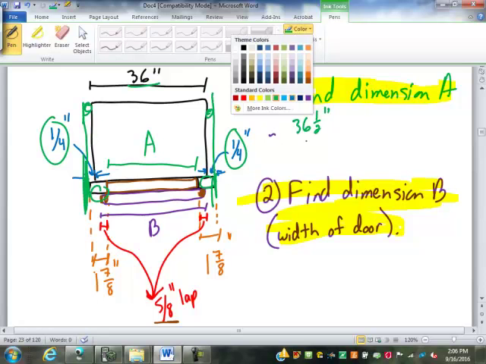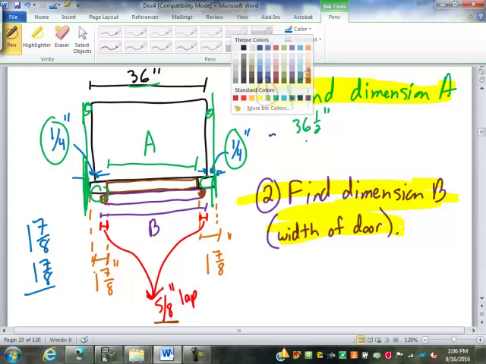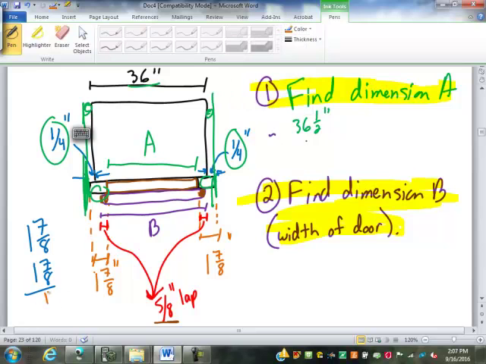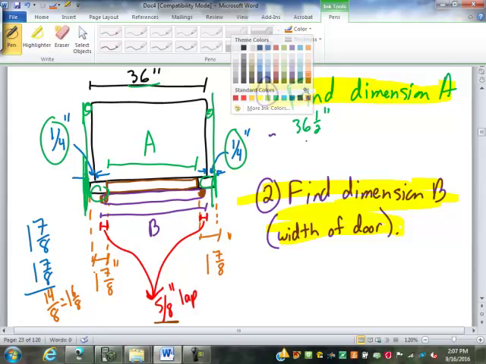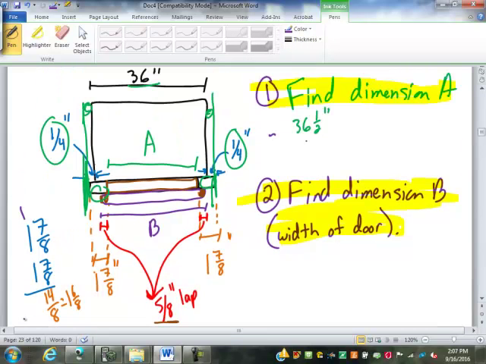I can multiply it by 2, or I can add 1 7/8 inches to itself. Seven plus 7 is 14/8, which is going to reduce to 1 6/8. 6/8, of course, reduces to 3/4. Carry the 1, so 3 3/4. So from my 36 1/2, I have to subtract 3 3/4.